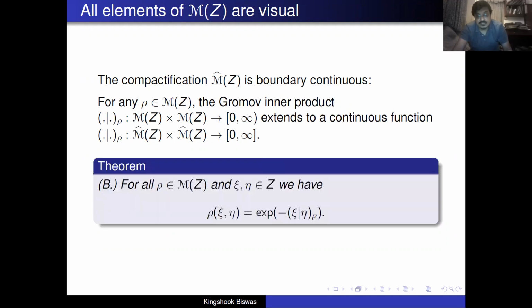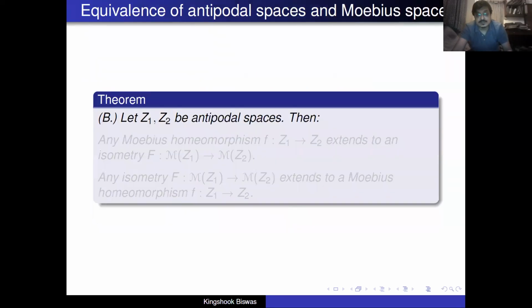And then we have the following theorem: for any rho in MZ and xi, eta in Z, rho of xi, eta is equal to e to the minus Gromov inner product of xi, eta with respect to rho. In other words, every element of the Moebius space MZ is visual. It comes from the Gromov inner product of the space MZ with respect to the boundary Z. So it behaves very similar to a CAT(-1) space. Okay. Now we can come to the main theorems.